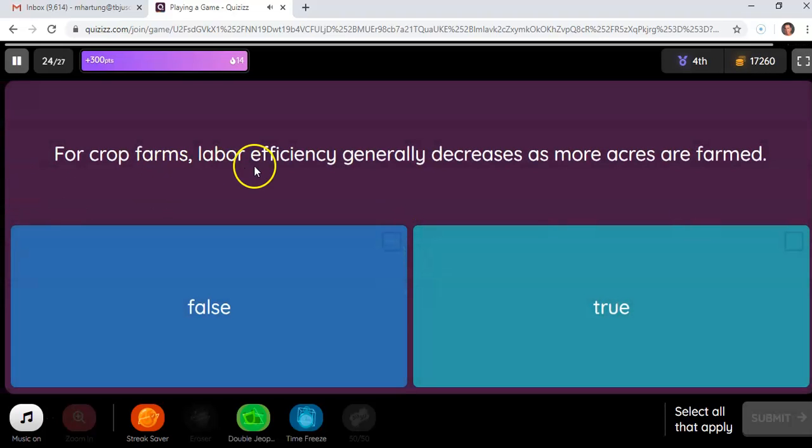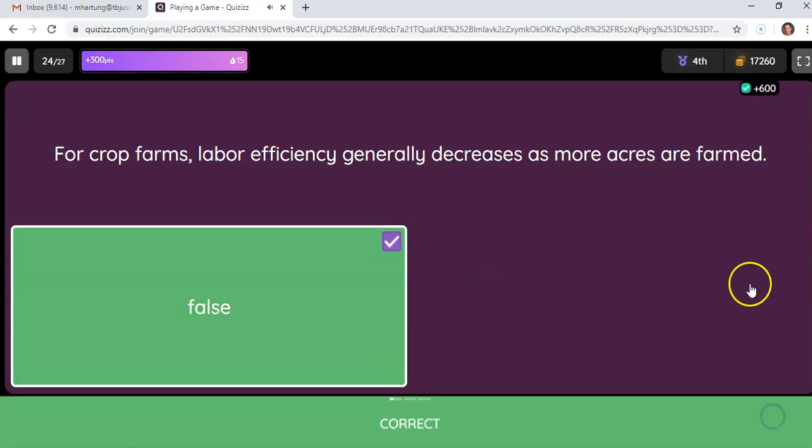For crop farms, labor efficiency generally decreases as more acres are farmed. No, it would be the opposite of that. Crop farms, a bigger farm, you could have more productive labor. This is false. It would be true if it said increases as more acres are farmed. Bigger farms, you have more control over having employees becoming more efficient. False on this one. Hope I'm right. Okay, good.